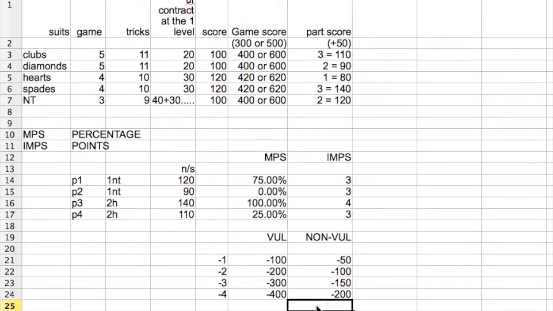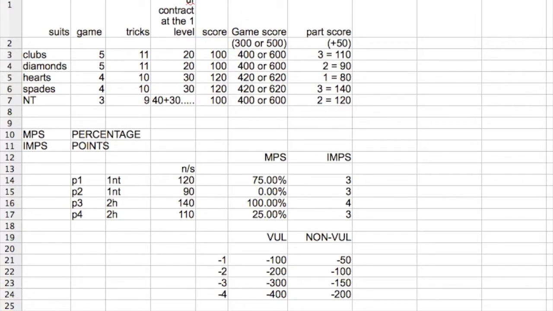Okay. Alright, now what happens if you go -1 and you are doubled and you're vulnerable? That's 200 compared to the 100. And if you're non-vulnerable, it's 100. Oops, sorry, minus. I don't want to give you a plus when you should really deserve a minus.